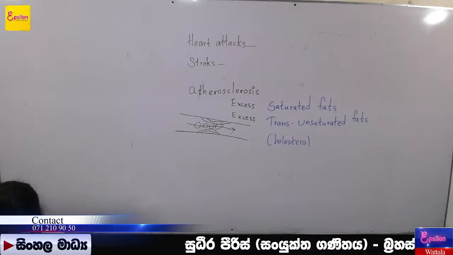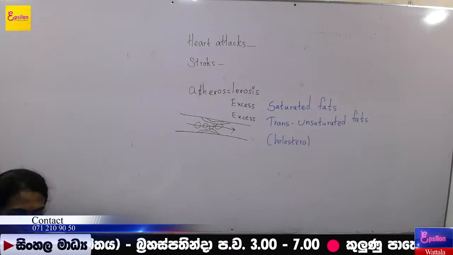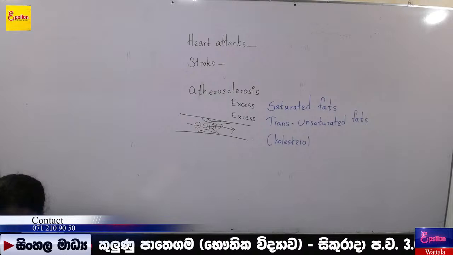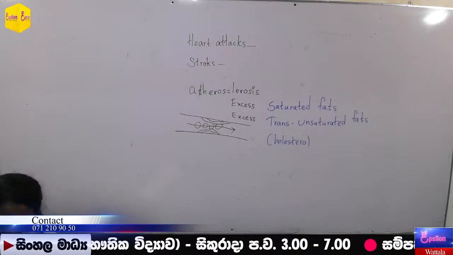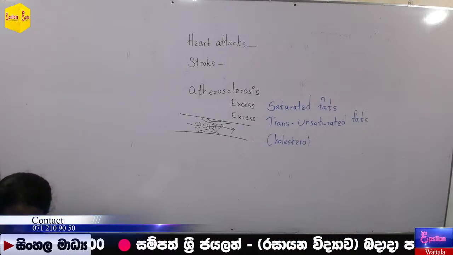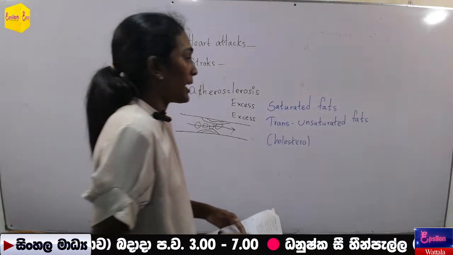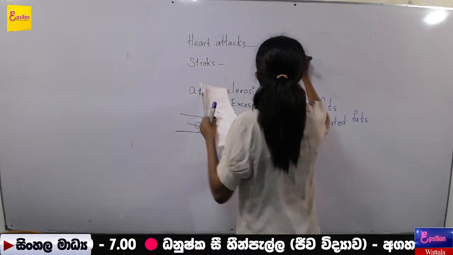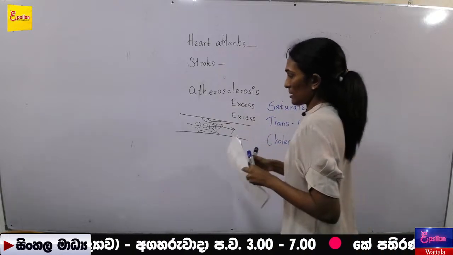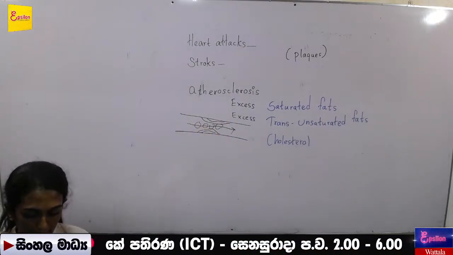Right. Then asking, briefly explain what is happening in atherosclerosis. Right there, hardening of arteries, and build up of fatty deposits called plaques inside the arteries.